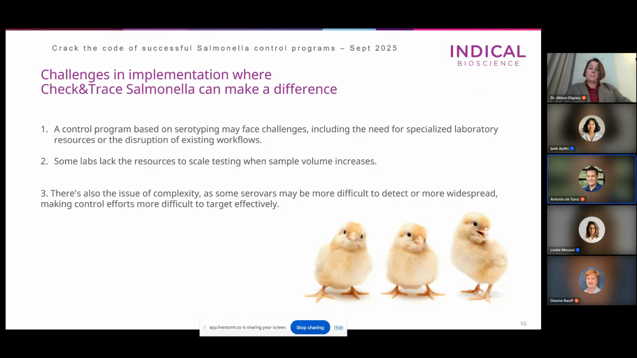Some labs lack the resources to scale testing when sample volume increases. That makes Check and Trace easy to implement, because when you are testing more, you need to have a quicker outcome, and that helps your workflow, which is really easy. And there is also the issue of complexity, as some serovars may be more difficult to detect or more widespread, making control efforts harder than for others. Go to the next slide, Leslie.